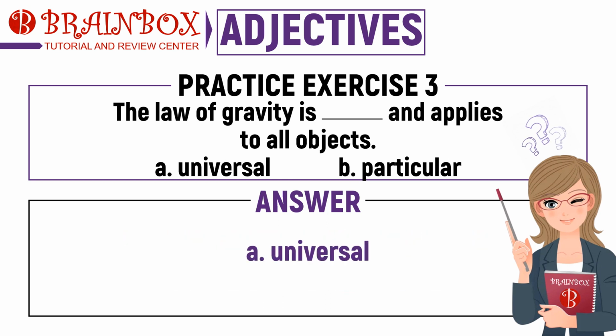The correct answer is letter A, universal. The appropriate adjective in the sentence is universal. It means that the law of gravity applies universally or without exception to all objects with mass in the universe. It is a fundamental principle that governs the gravitational interactions between all matter.